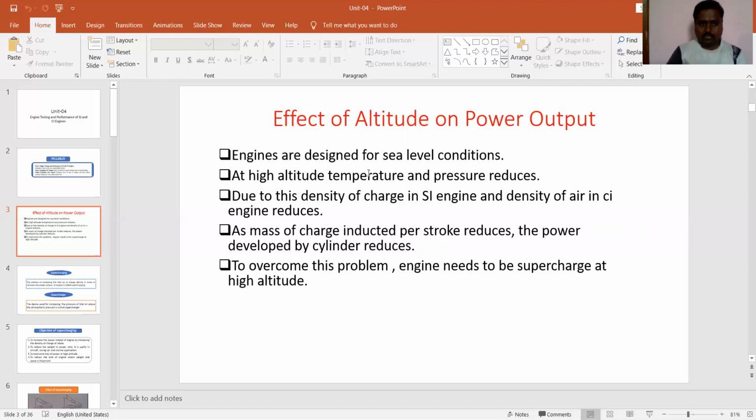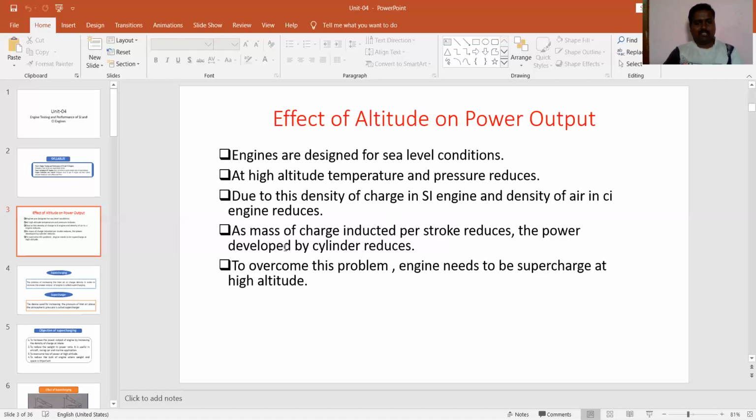Suppose you take an SI engine or a CI engine, we require some input charge. For a spark ignition engine, we require an air-fuel mixture. For a CI engine we require only air. If you move from ground level to a higher altitude, the charge we supply to the engine varies with density. If you move away from the earth, the density of charge decreases, which means the mass of charge inducted per stroke reduces. The amount of charge inducted during the suction stroke is reduced because of the decrease in density of charge, so the power developed by the cylinder reduces.